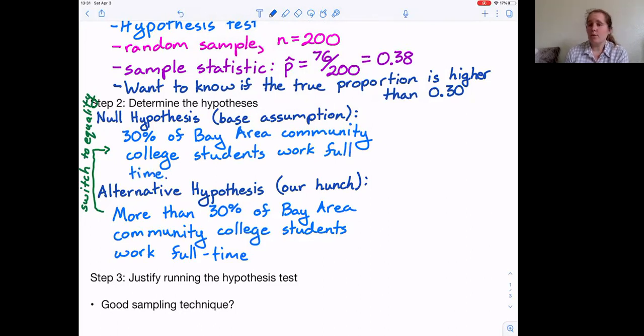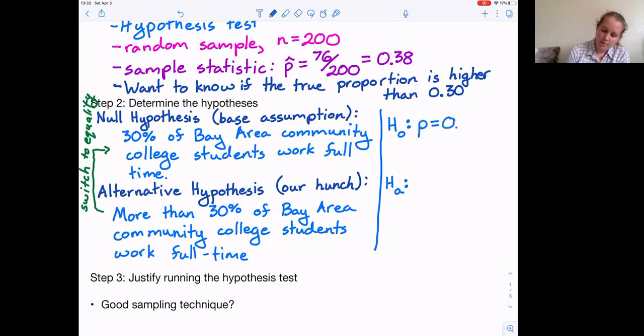Now we can also use notation instead of writing out the words. So using notation, the null hypothesis we can denote with an H sub 0 for our null hypothesis. Our alternative hypothesis we denote with an H sub a. And then we are talking about proportion. Our null hypothesis is that that proportion is equal to 0.30. Our alternative hypothesis is that that proportion is greater than 0.30.